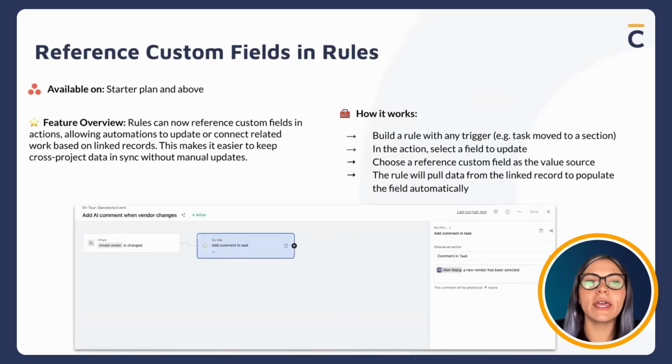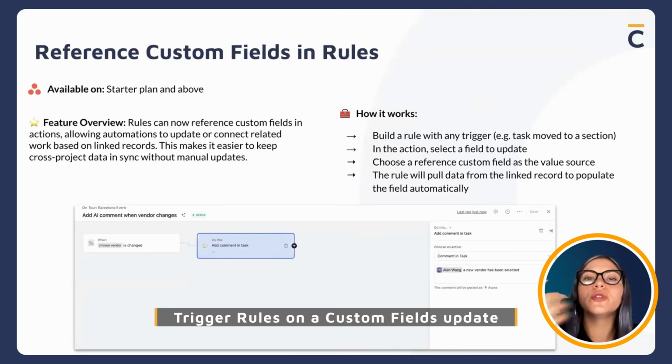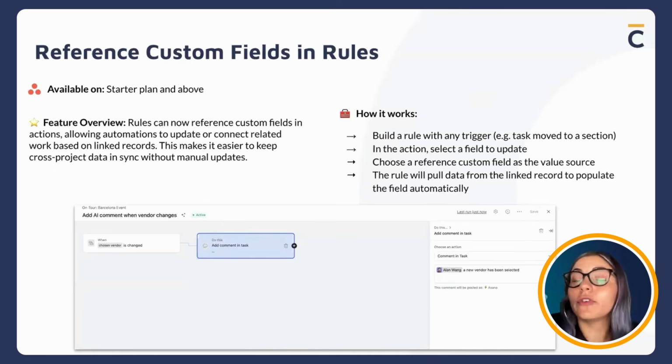So whenever you update a reference custom field, and just to recap, those custom fields allow you to link an object in Asana with another one. So for example, a task with a project, or a task with a portfolio, or a task with a task. The relations are multiple. They could be multiple different types of objects. Now we can define that if those custom fields get updated, we can trigger a rule in Asana, and we can actually use those values in a comment, for example, by using the rules variables.